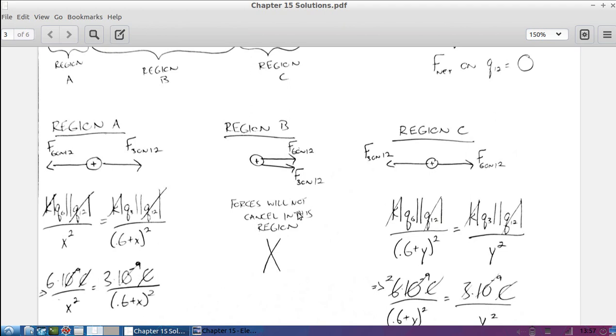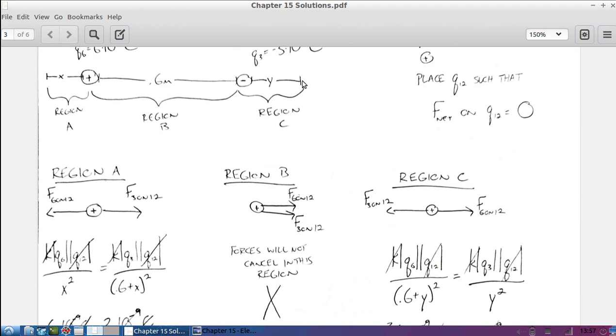So we can't write an equation that cancels these forces out and matches our free body diagram. So I just canceled out region B. So that's great. Region C, the same thing happens.